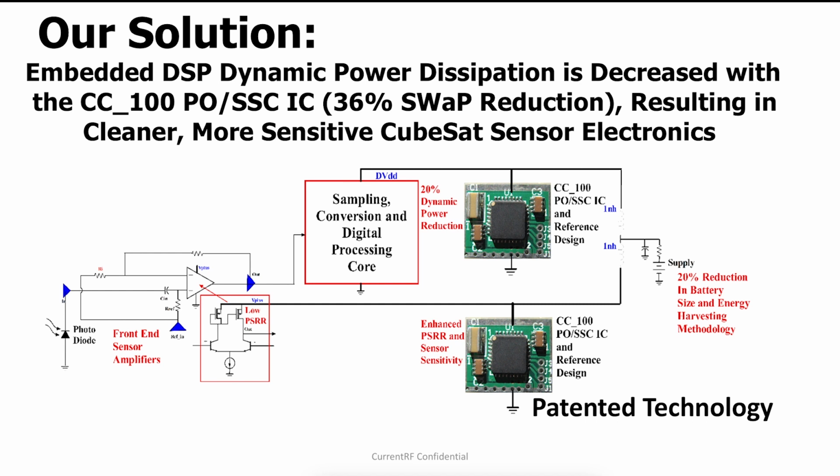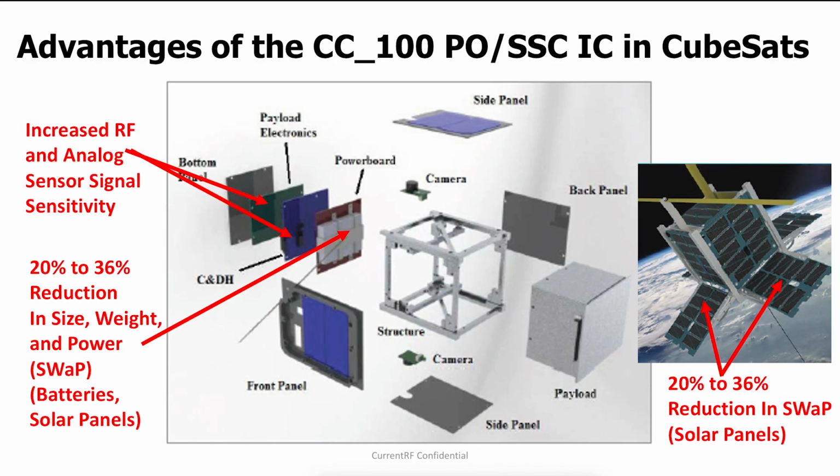Inserting our solution into CubeSat and other systems increases RF and analog sensitivity, allowing the system to perform at lower levels of signal input. The advantages of using the CC100 PoSSC IC in CubeSat systems are a 20% to 36% reduction in the size, weight, and power, SWaP, of the power distribution system and solar panels, given the same dynamic power load in the system. Conversely, it allows more data processing or increased transmitting capability in a given CubeSat system, given the same size power distribution system and solar panels, with increased receiving signal sensitivity in the RF receivers and analog sensors.